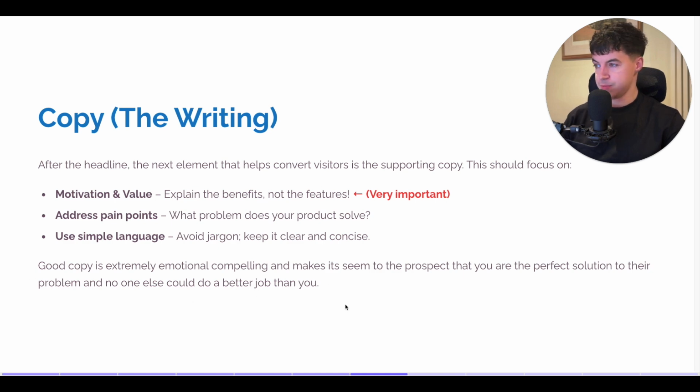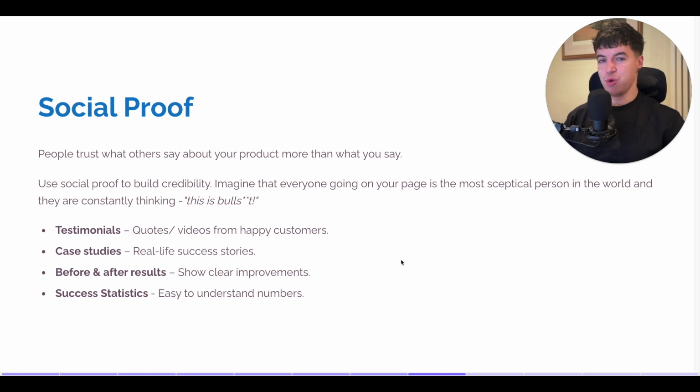Okay. And then finally, the last optional element is social proof. People trust what others say about your product more than what you say. You have a bias to big up your product, perhaps say it's better than it actually is, whereas other people don't really have any incentive to do so. So people trust the opinions of others rather than the person who owns the thing that they are trying to sell. So use social proof to build credibility.